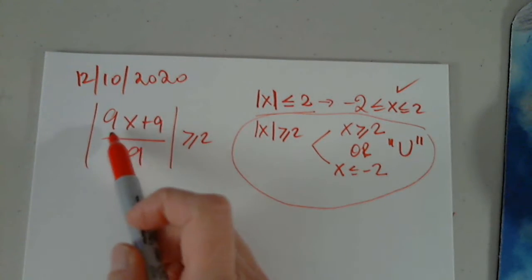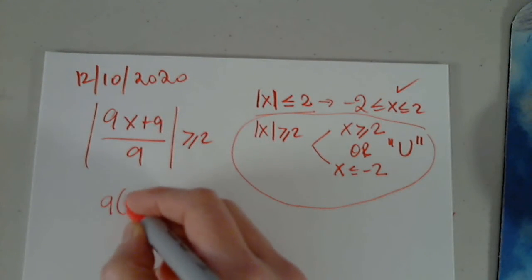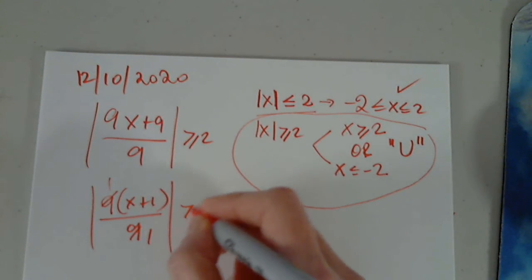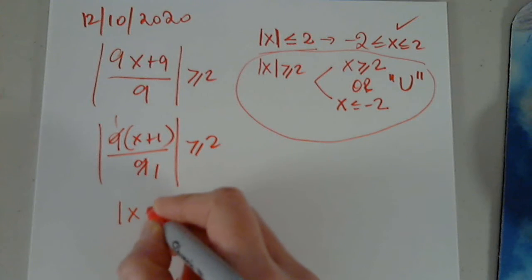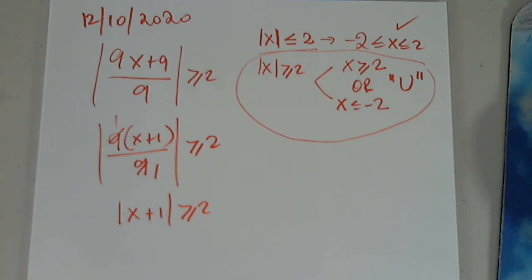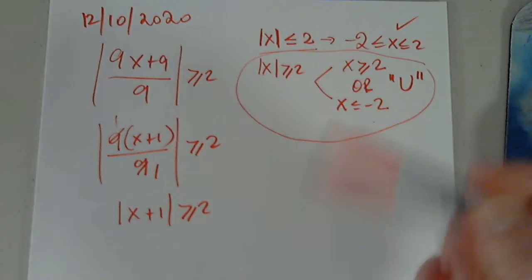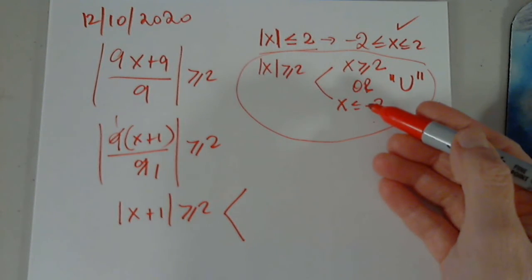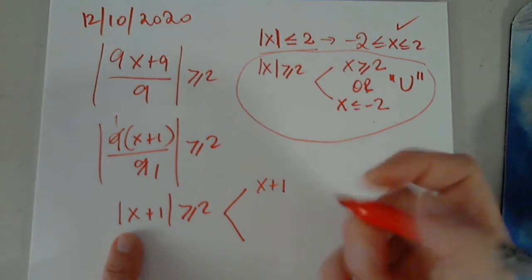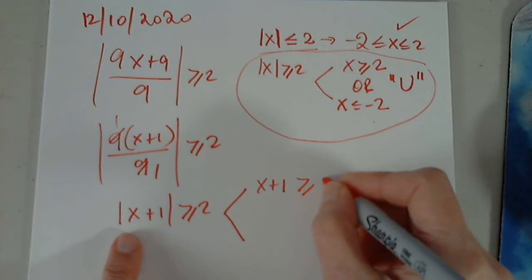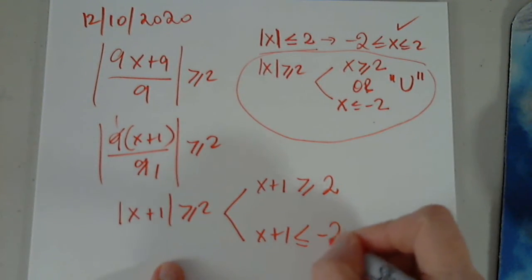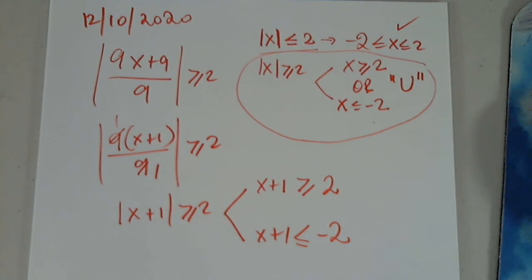But I notice that inside I can factor out 9. And look how nice. This disappears. And I have a much easier inequality to deal with. But it's still two options and two separate options. That's what makes it more difficult. I have x plus 1 to be to the right of 2, or x plus 1 to be to the left of -2. So now, from this moment on, it's easier.